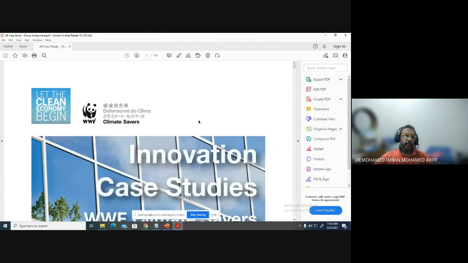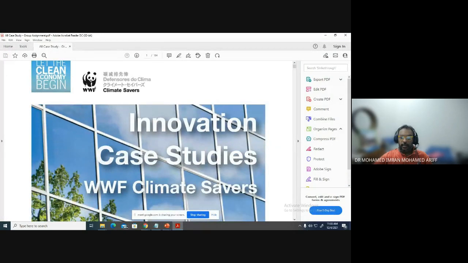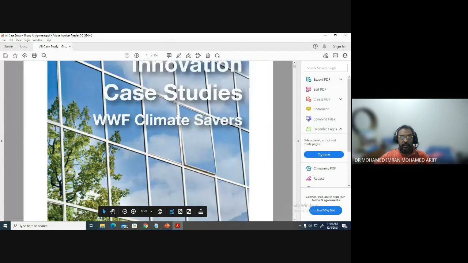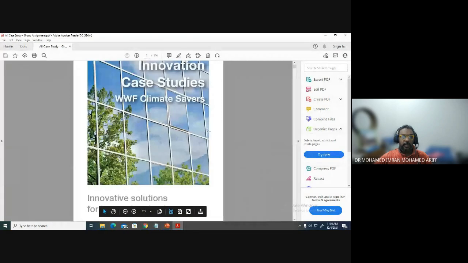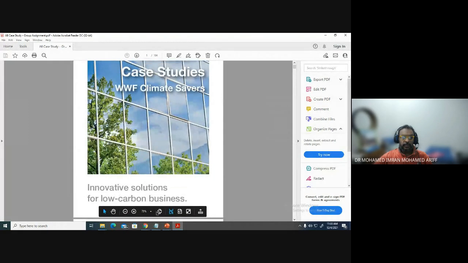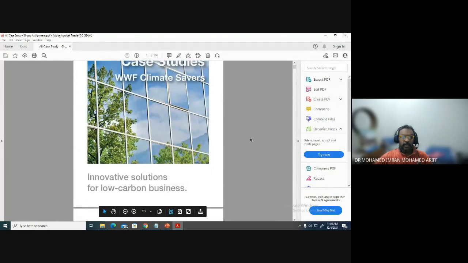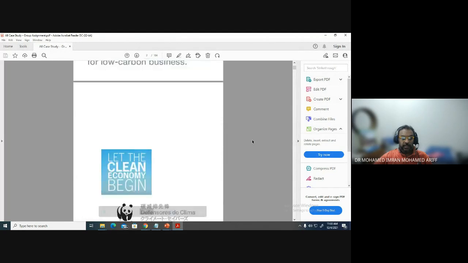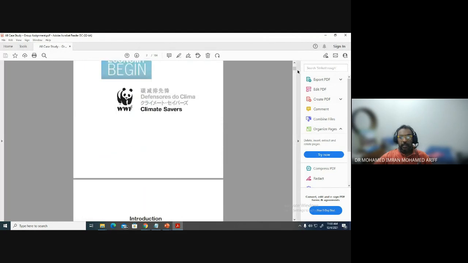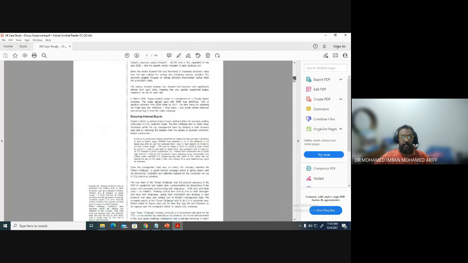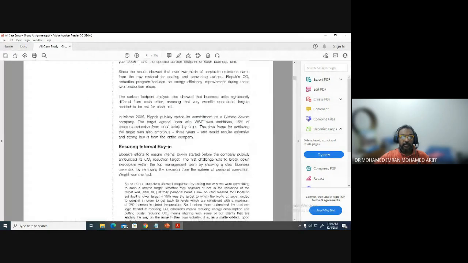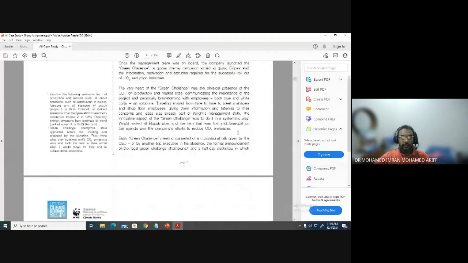Okay, right. So these are some questions in the case study here. These are several case studies which are available. It's talking about innovation solutions for low carbon businesses. So these are some case studies which are available from different types of companies.